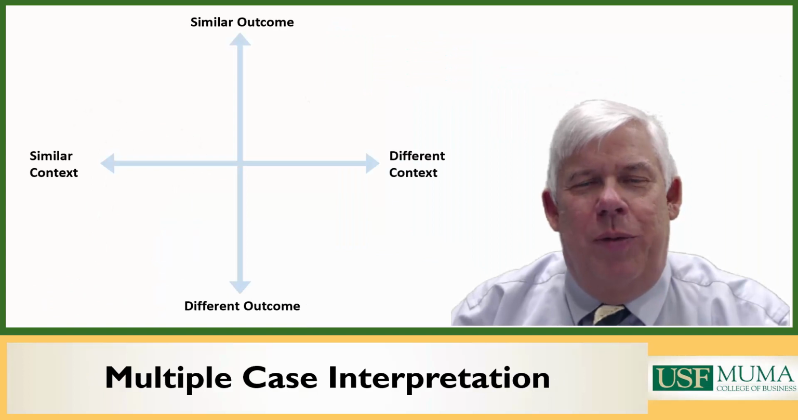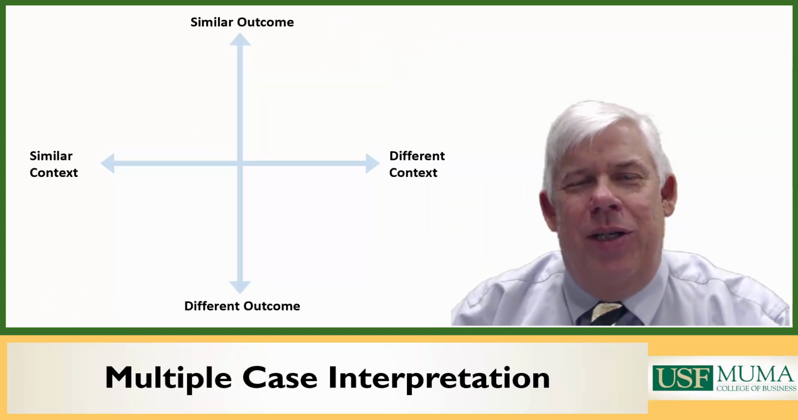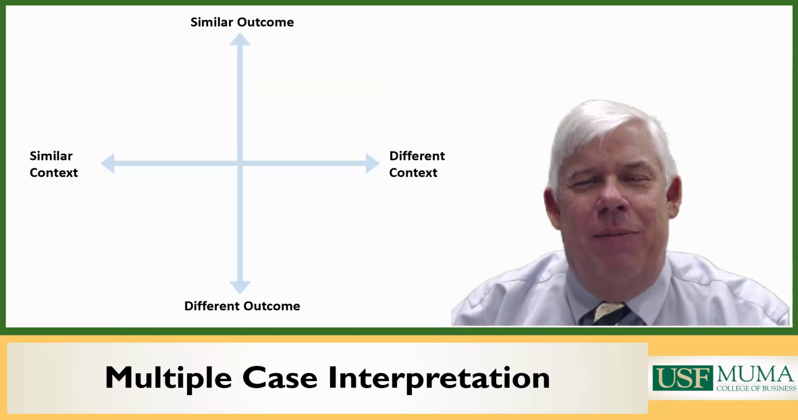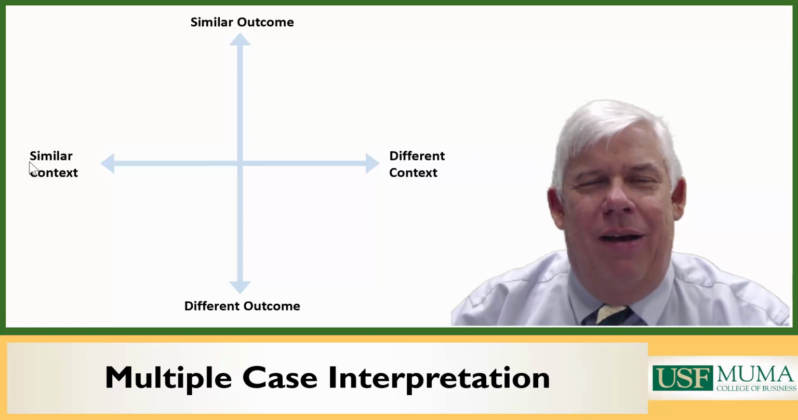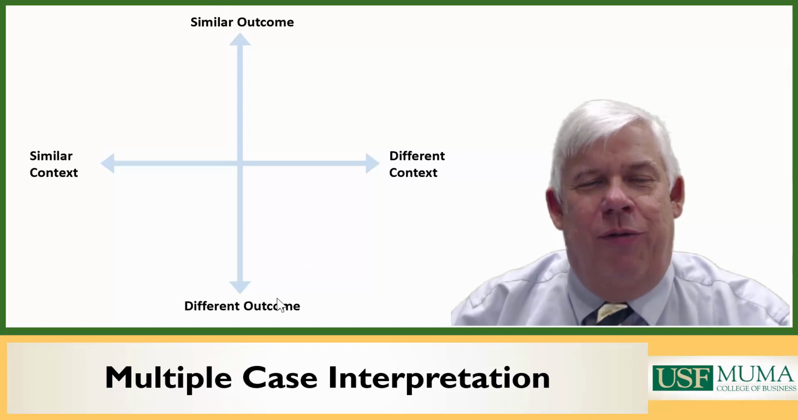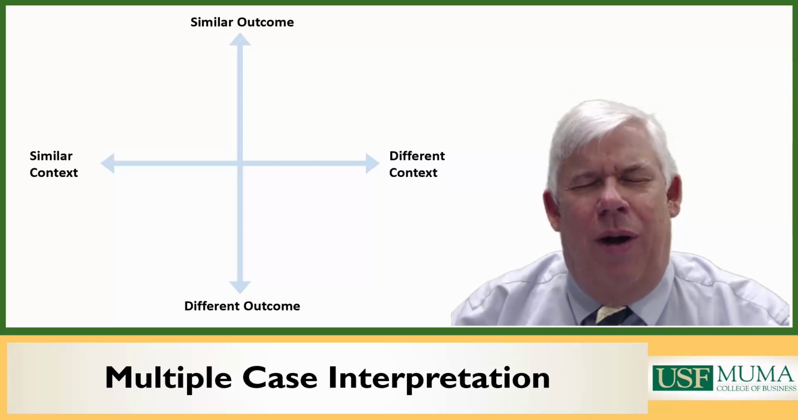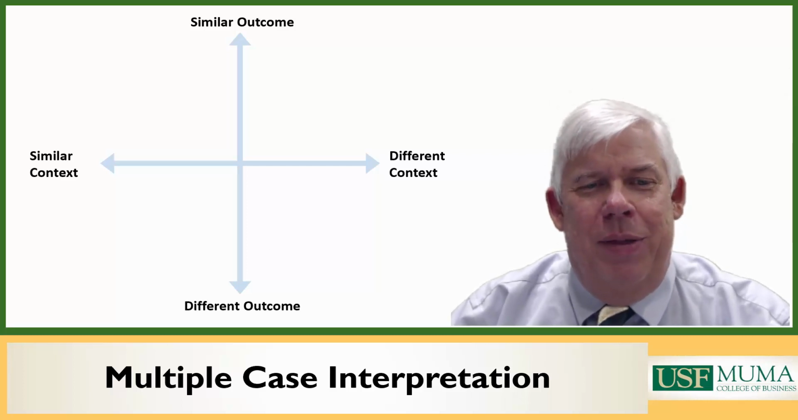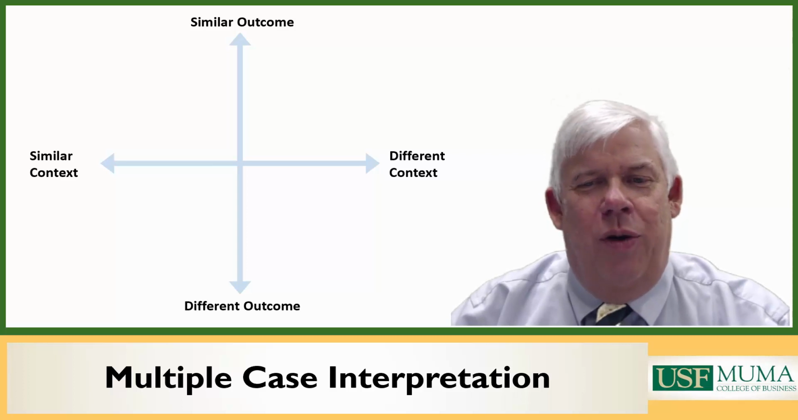When we're looking at multiple cases, what we're usually trying to decide between is two cases from a similar context or from a different context, and cases which have similar outcomes or different outcomes. And we could potentially have replications in any of these quadrants. Obviously, quadrants is an oversimplification because contexts are similar, not identical, but it gives you the general idea of what we're looking for.